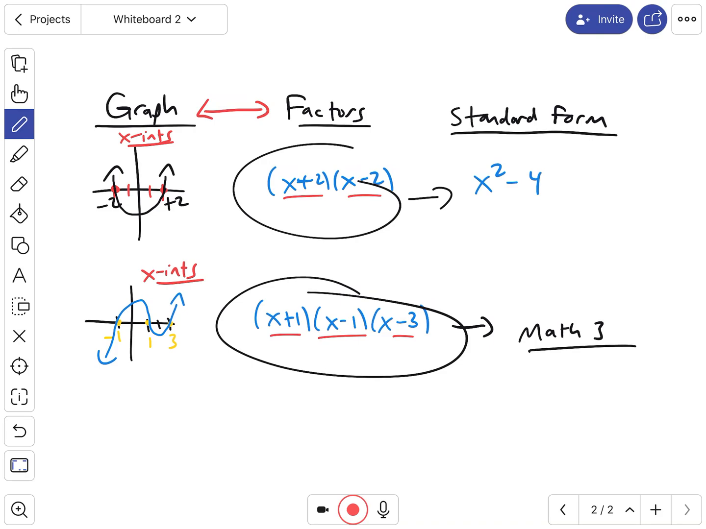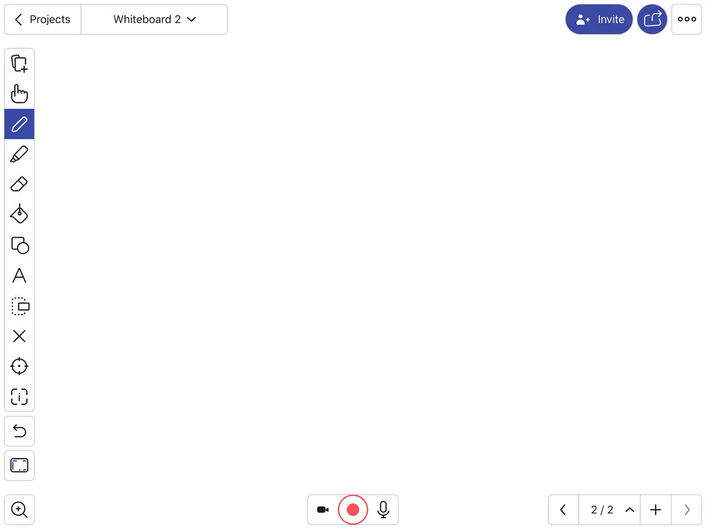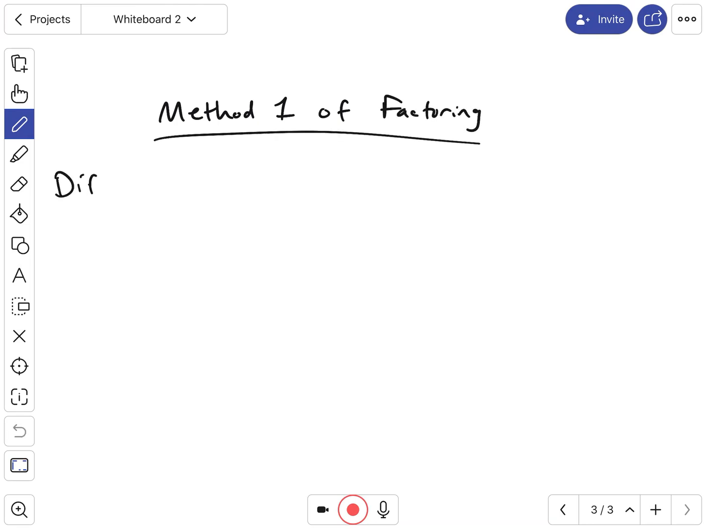But when you go from the standard form to the factors and then come up with the graph with the x-intercepts, that's something that we haven't done. We haven't gone the opposite way. So I'm going to basically have you learn the first method of this year of factoring, and that is going to be called difference of squares.